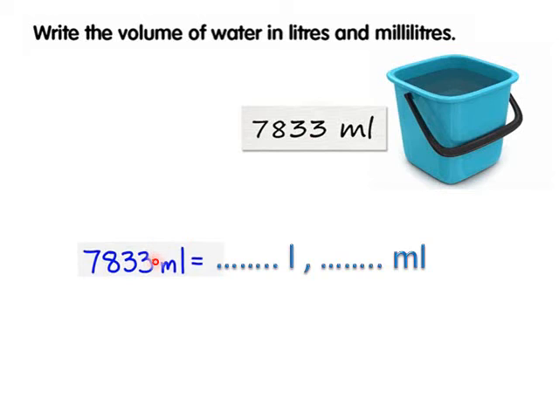My first step, I will find the thousands place. So I have here units, tens, hundreds, and this is the thousands place. The number in the thousands place is the amount of liters I have. So I have 7 liters. The rest of the number 833 is the amount of milliliters I have. So 7,833 milliliters are equal to 7 liters and 833 milliliters.